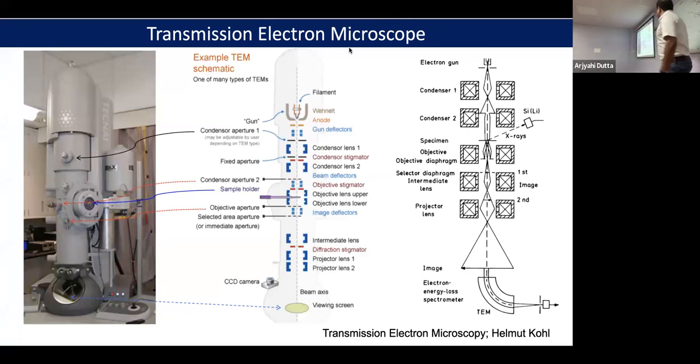Now, I'm going to focus more on the electron gun and the magnetic lens, because those are the things different from any light microscope. What is the source? That is the electron gun.